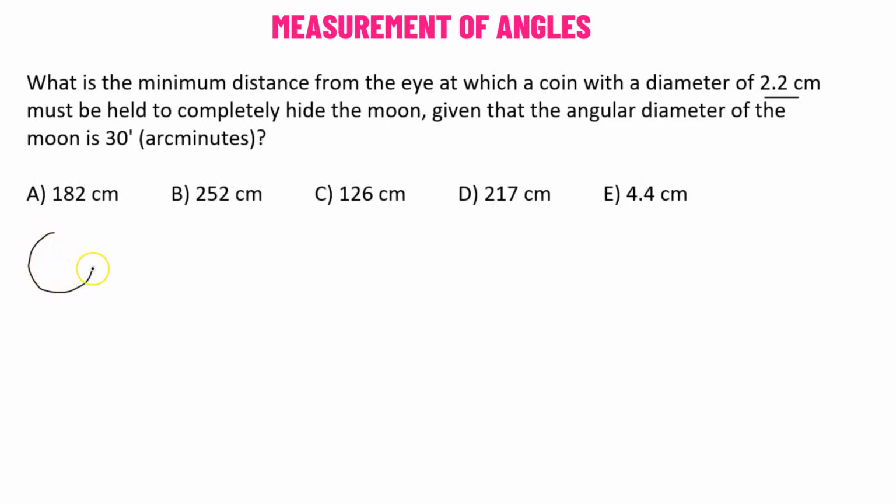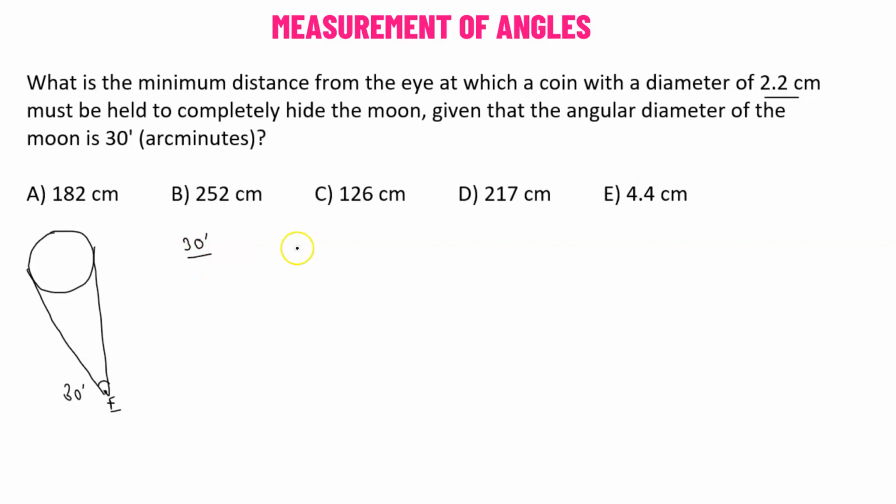So here we have the moon and we have an observer at E. Now let's consider the E to be the center of a circle such that the moon is subtending an angle at the center, or at the eye of the observer, and this is given as 30 arc minutes. Now let's try to convert the angle 30 arc minutes to degree first.